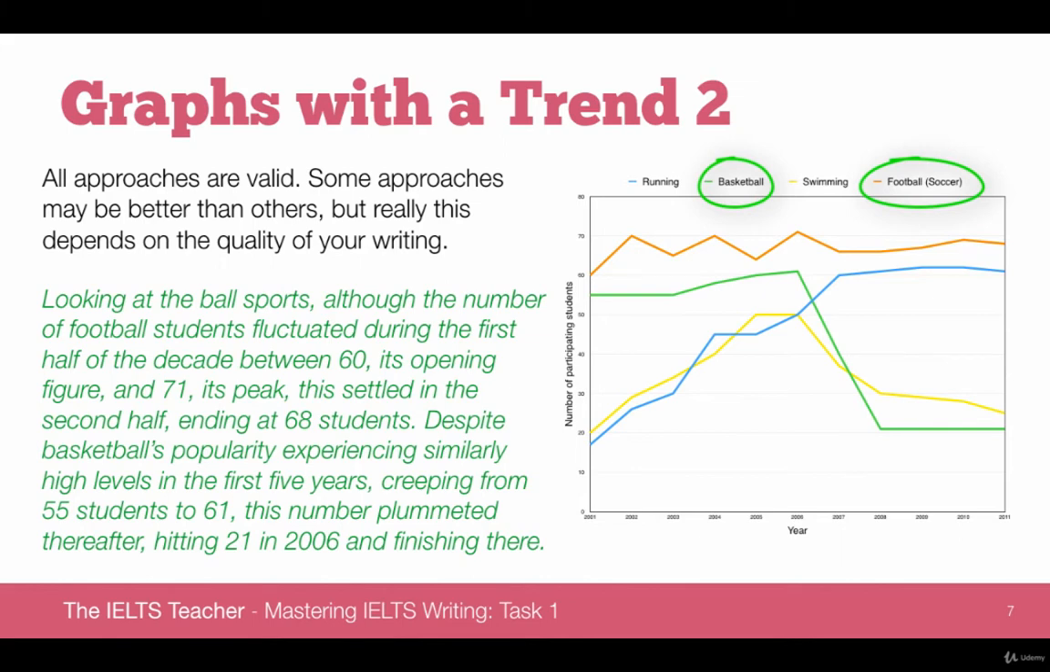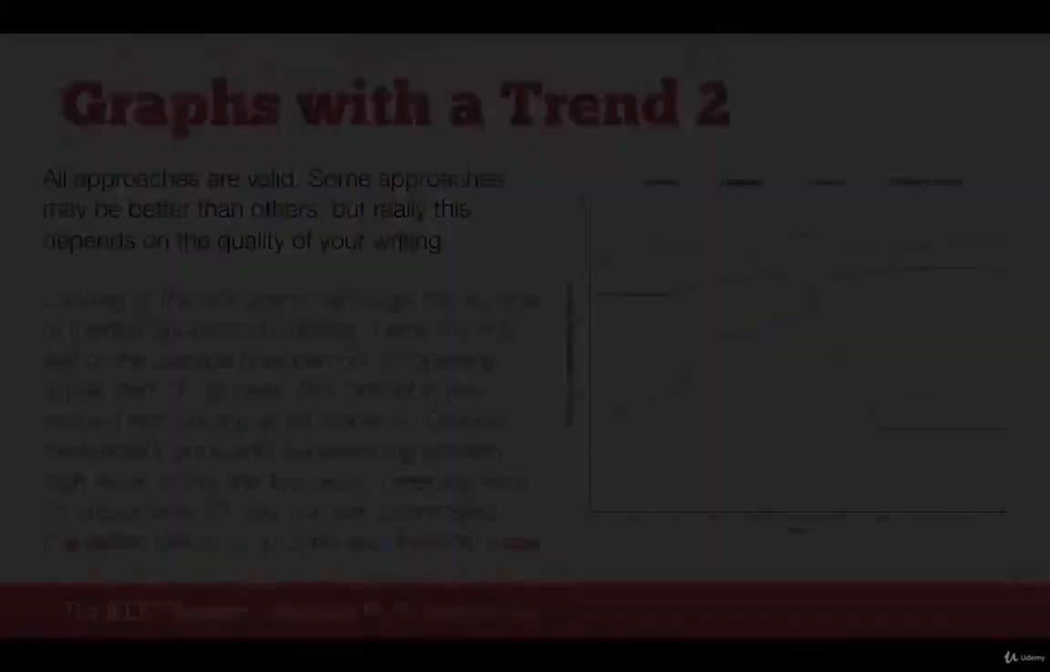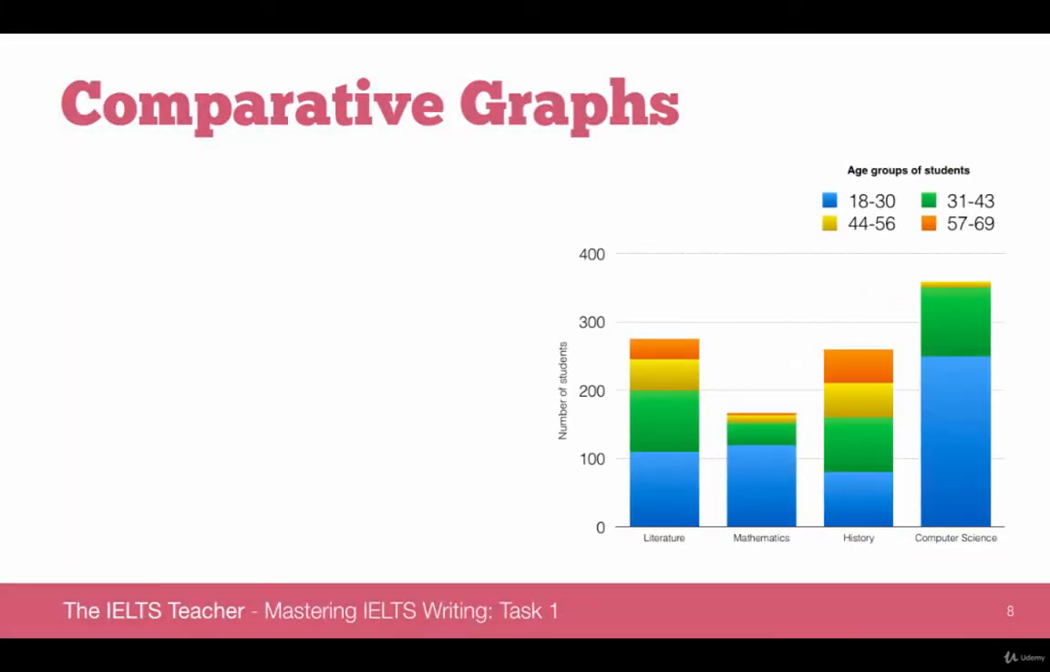Despite basketball's popularity experiencing similarly high levels in the first 5 years, creeping from 55 students to 61, this number plummeted thereafter, hitting 21 in 2006 and finishing there. So again, lots of key information coming through, but the paragraph is not too long. Let's have a look at a comparative graph. Here we're looking at a stacked bar chart.